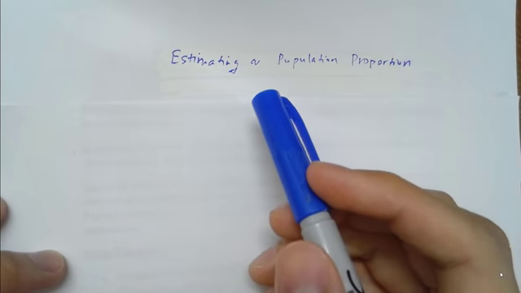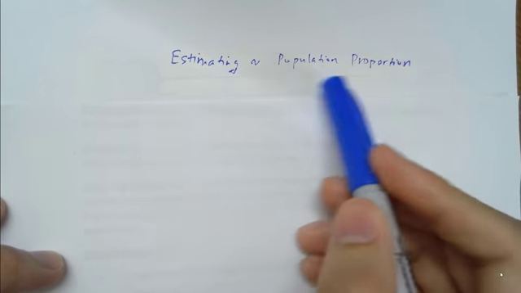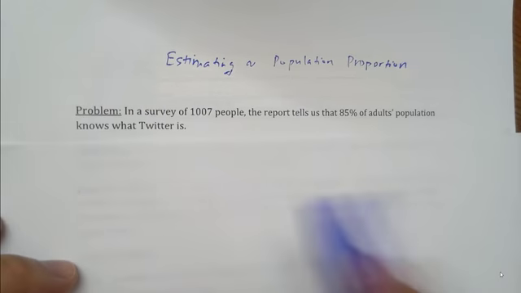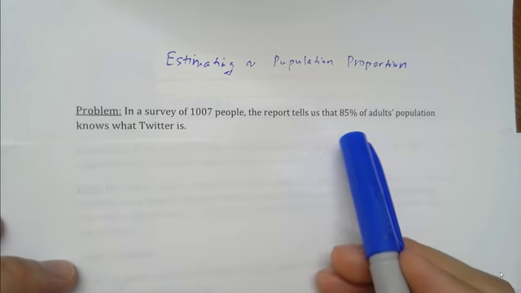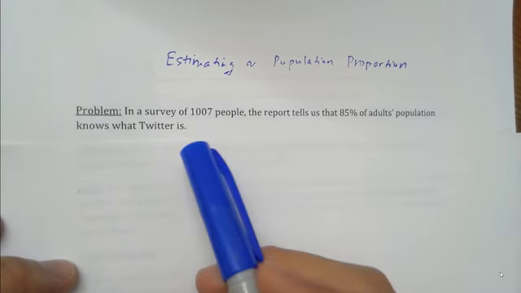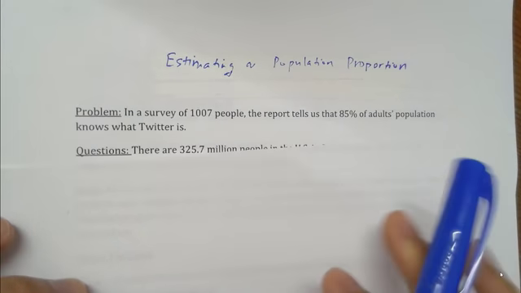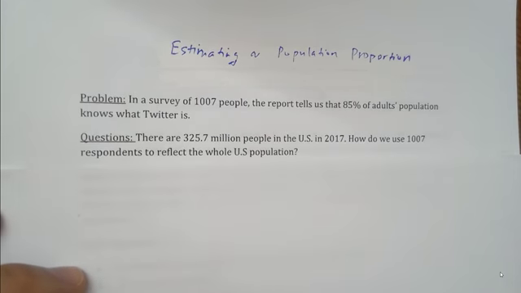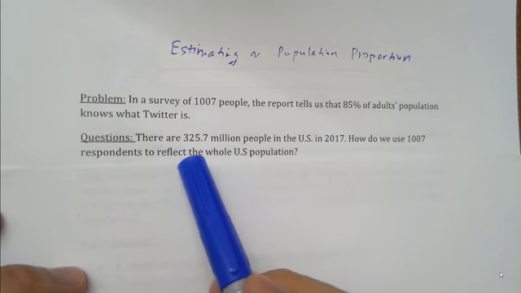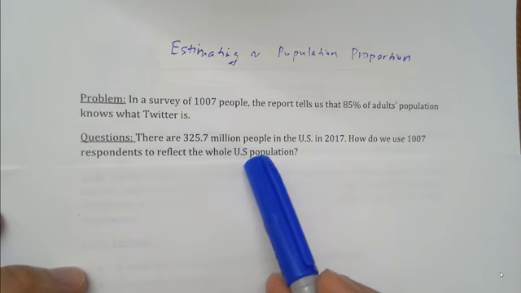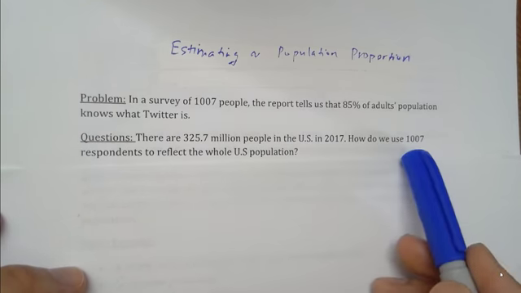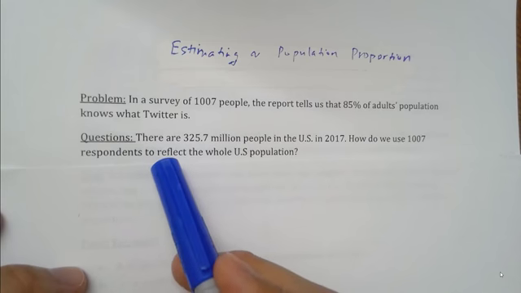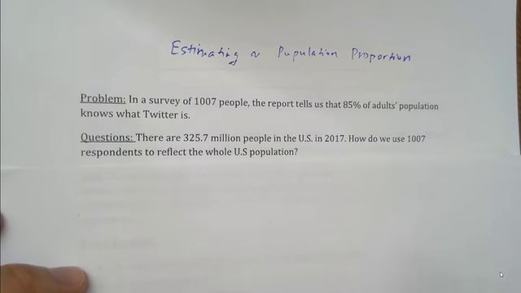In this video, we are going over a topic of estimating a population proportion. Let's consider a problem. In a survey of 1,007 people, the report tells us that 85% of those population knows what Twitter is. The question that we may ask: there are about 325.7 million people in the US in the year 2017. How do we use only 1,007 respondents to reflect the whole US population? So that is the question that we are asking.